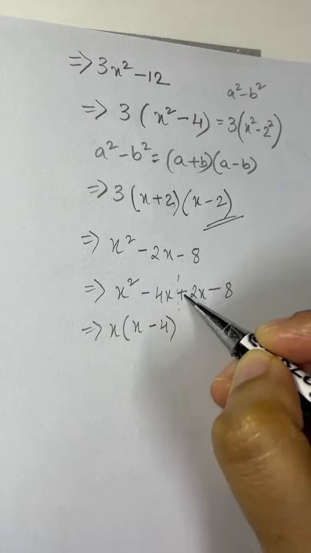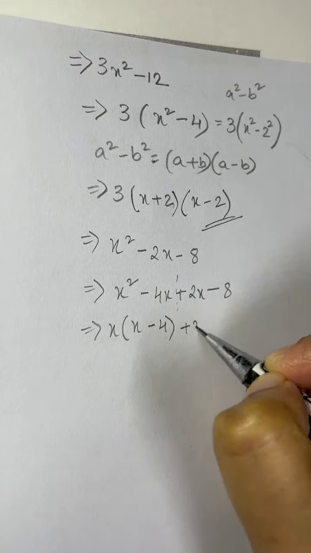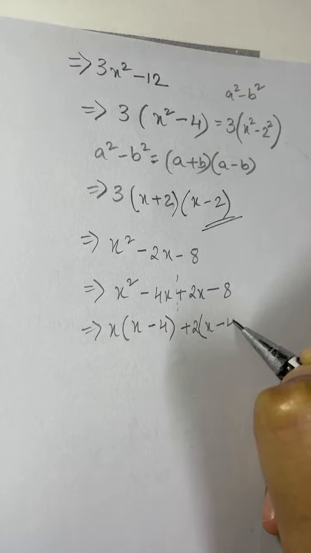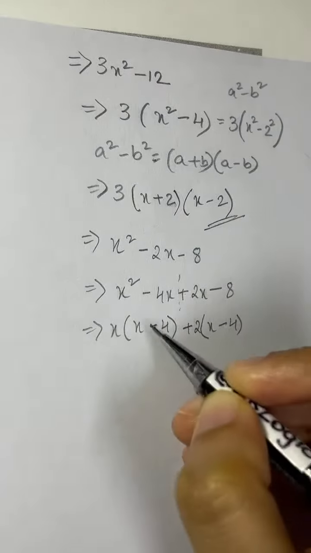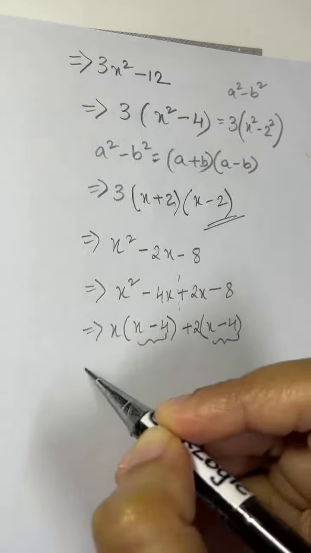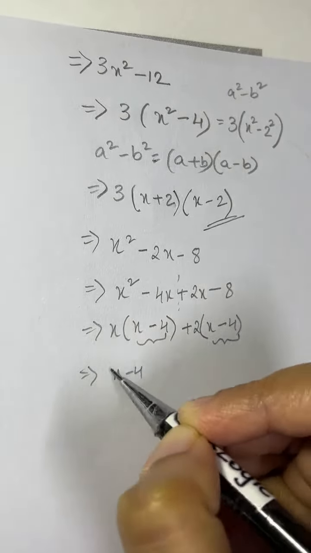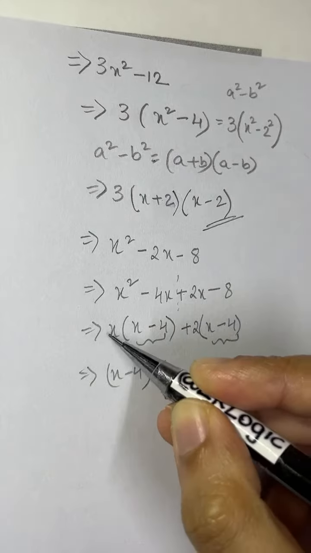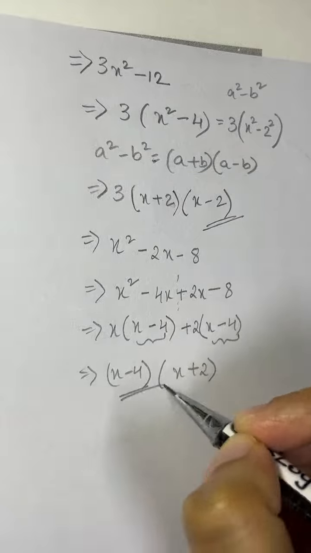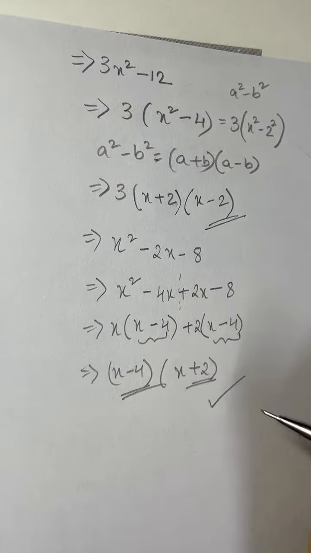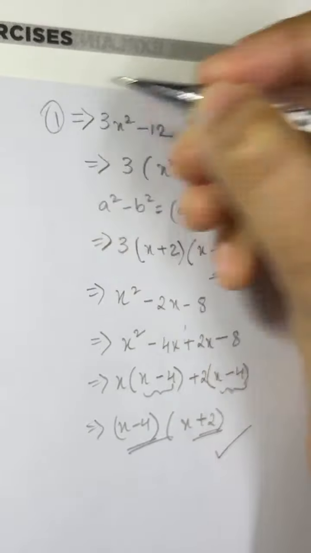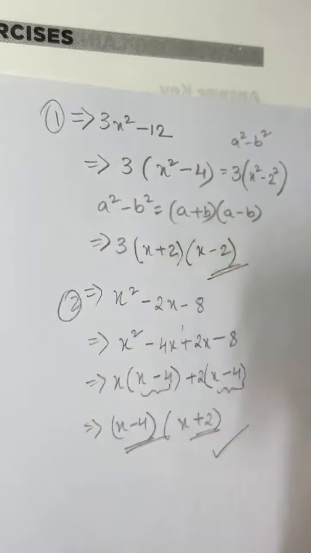4. Here you can take out 2 common. So what is left here? X. What is left? 2 times 4 makes 8. So you have x minus 4 which is common. Take it out. So you have x minus 4. What is left here? X. What is left? Plus 2. So you have got 2 factors. Done with the second one. This was the first one what we have found. The second one what we have found.